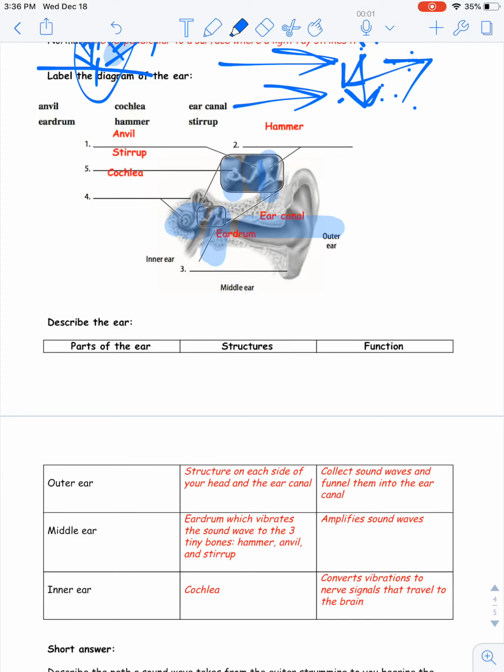The outer ear is going to be the organs on the outside of the head. That video I know had said the pinna. Our text did not mention that word, but the video did, as well as the ear canal, which funnels or collects or channels that sound into the ear canal. Where it goes to the middle ear, the eardrum vibrates those three tiny bones of the hammer, anvil, and stirrup, which amplifies or magnifies that sound.